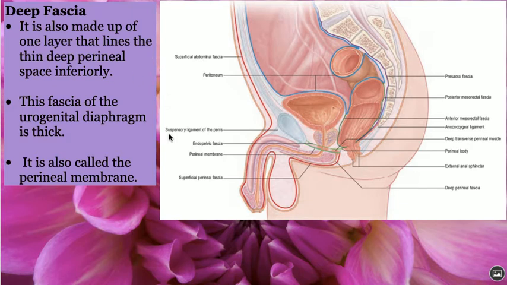It is made up of one layer, unlike the superficial fascia that had two layers, the fatty layer and the membranous layer. The deep fascia is one layered, right? That is lining the deep perineal space inferiorly. Okay? This fascia of the urogenital diaphragm is quite thick, and it is also called the perineal membrane. This is the perineal membrane, right, which is the deep fascia.